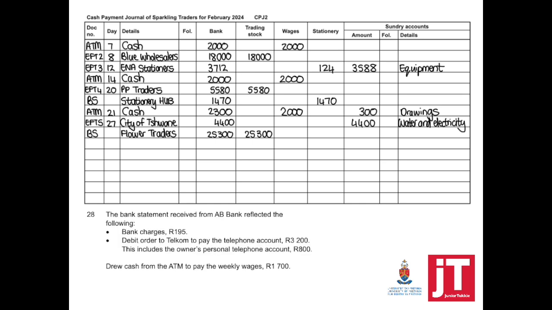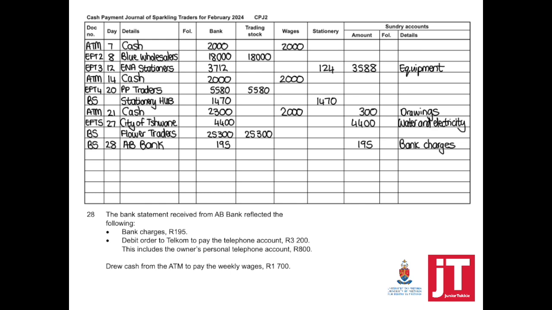On day 28, the bank statement received from AB Bank reflected the following. Bank charges, 195. So we start with, who did we pay? AB Bank, 195. For what reason? For bank charges. Then there was a debit order to Telkom to pay the telephone account, 3,200. This includes the owner's personal telephone account of 800.